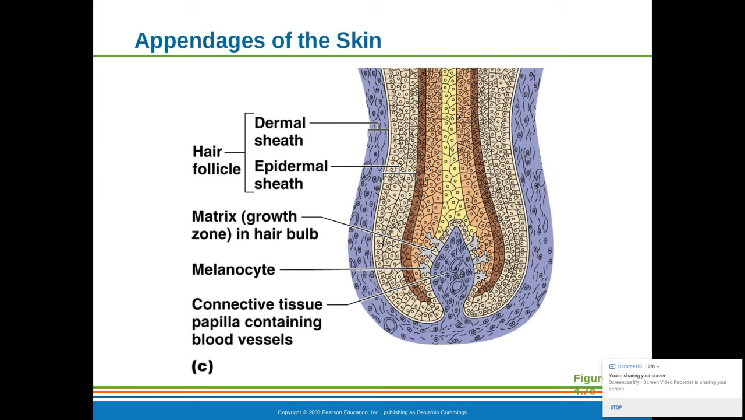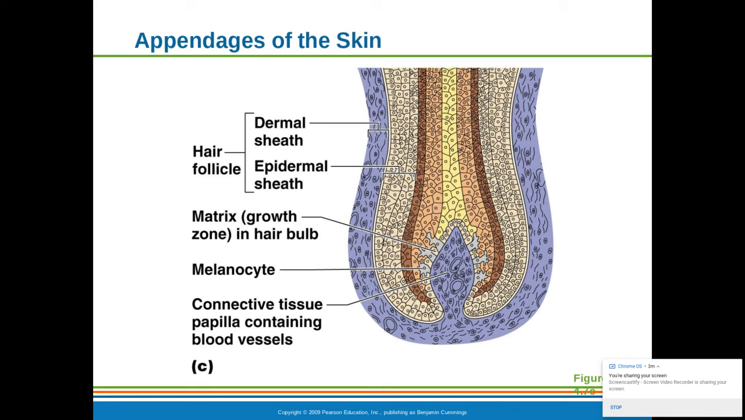Okay, so when we look at a cross section of our hair follicle, we can see that we have our inner cortex right here. We have a dermal sheath, the skin surrounding it, the epidermal sheath right here, and then the matrix right here is where the hair is actually growing. So that means that the cells that are found at the end of a hair are the oldest, and the ones down here at the base of the hair are the youngest.